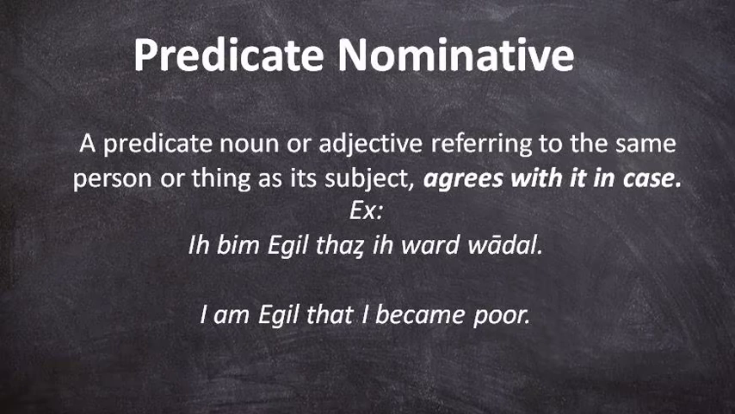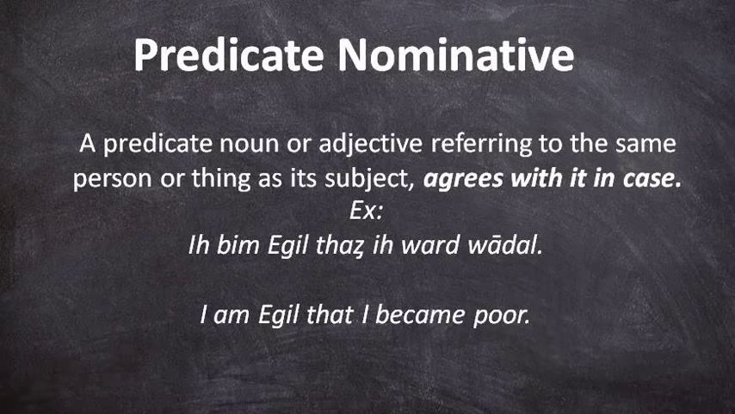So a predicate noun or adjective referring to the same person or thing as its subject agrees with it in case. So the adjective and the noun have to be in the same case. They have to agree in the same case. Okay? So I'll give you an example here in Old High German. Ich bin Egel, dass ich ward wadal.